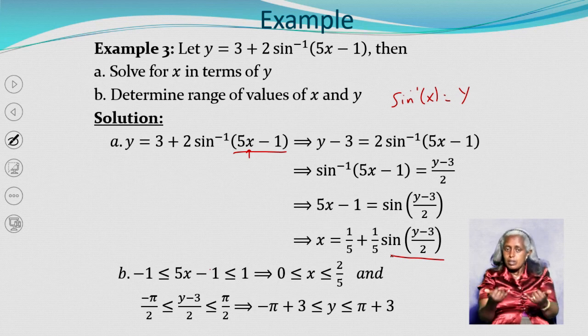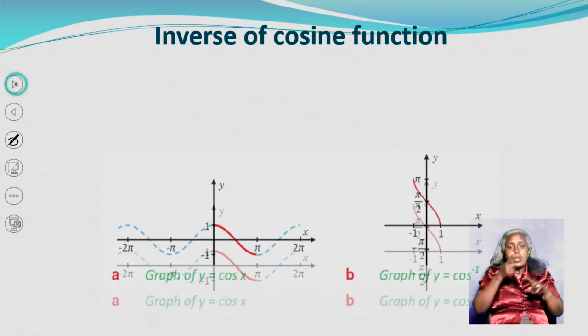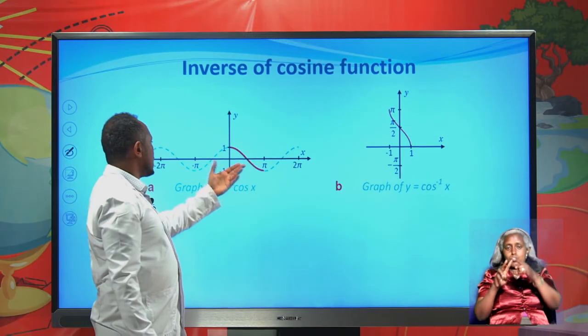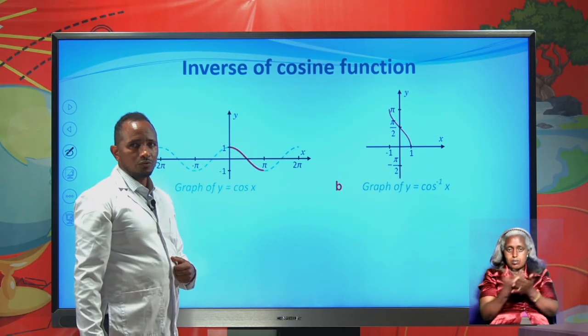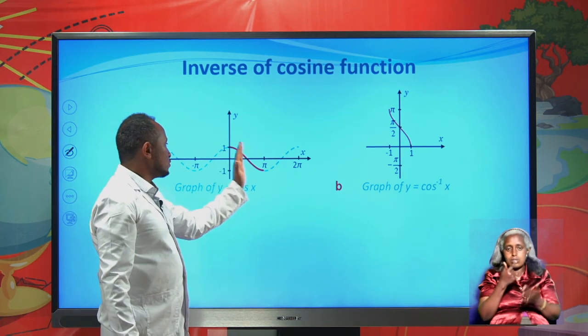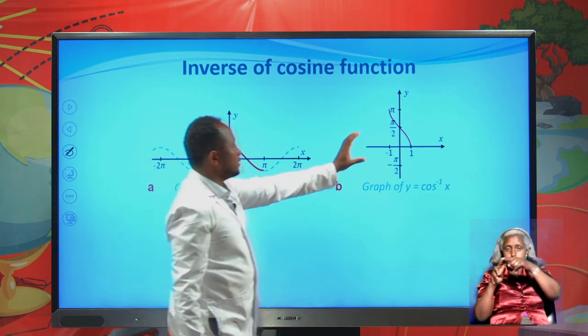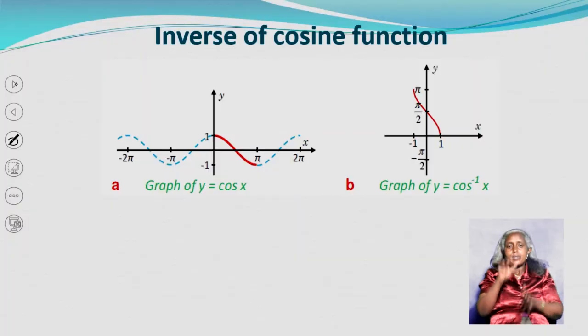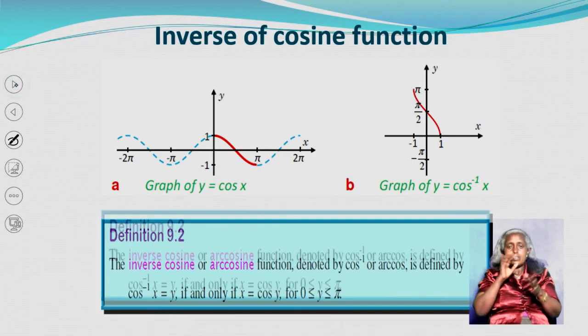Now let's continue. Inverse of cosine function. The inverse of cosine function is defined on the interval 0 to pi. On the other parts, it will not be one to one. So the one to one part is from 0 to pi, and the inverse graphically looks like this. So cos inverse is defined in this form.